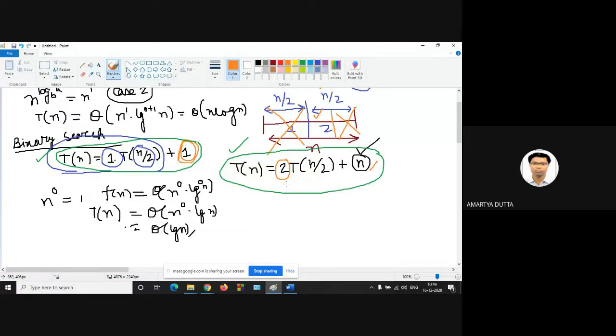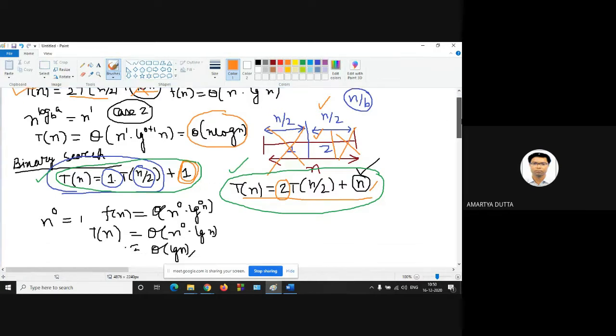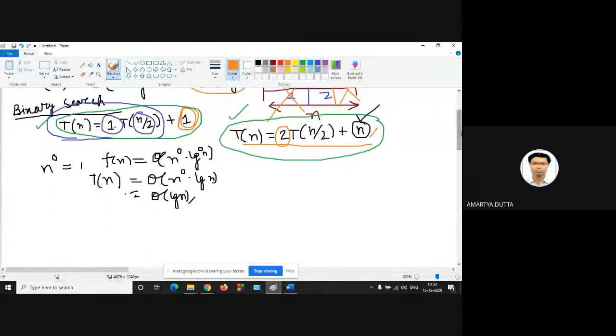So your f(n) is n. What is the complexity of this one? n log n, just like this program: 2T(n by 2) plus 10n. Discard the 10, because that is the constant part. So 2T(n by 2) plus order of n. So the final complexity is n log n. Is it clear? Apply the master theorem, we can get it.